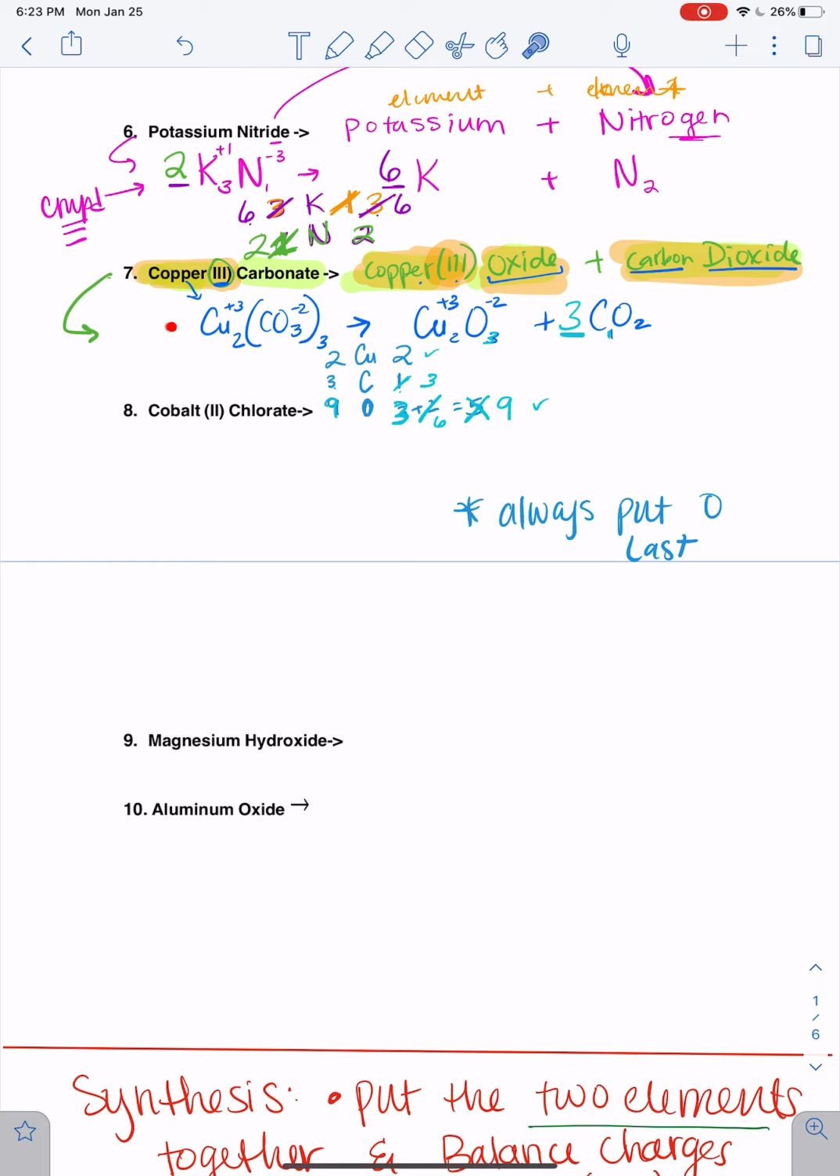I said copper 2 carbonate. Remember, I balanced my charges. Yields copper 3 oxide plus carbon dioxide. Then I tallied up all of my elements, copper, carbon, oxygen, leaving oxygen for last. I said I have 2 coppers, 2 coppers. I had 3 carbons, but I only had 1 carbon, so I put a 3 in front.